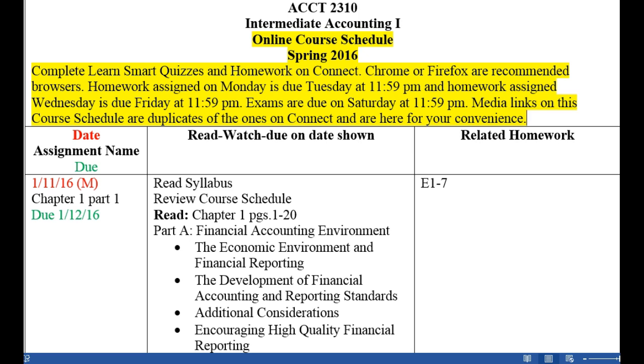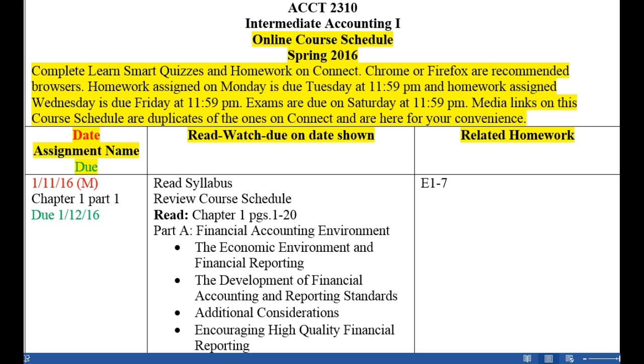And the media links on this course schedule are duplicates of the ones on Connect and are here for your convenience. This repeats on the top of every row of every page of the course schedule, as does the information in the headers, but I put it there for you so you know where we are in the course schedule. So you probably quit reading this. What is in the header rows then?